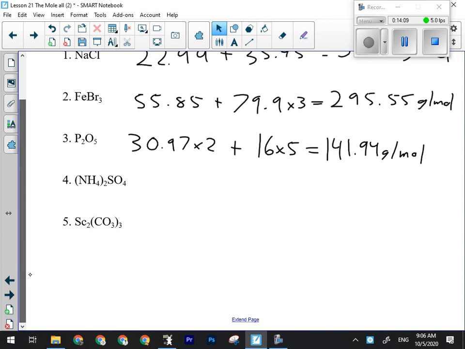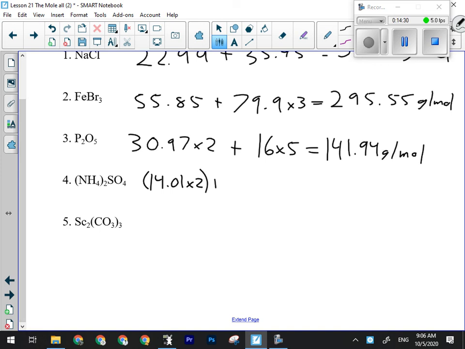Okay, number 4. So we have ammonium sulfate, okay, here. And that's got lots of stuff in it. So we'll start out with the nitrogens. How many nitrogens are there? 2, right? There's 2 ammonium ions here. That means there's 2 nitrogen atoms. So we got 14.01 times 2, okay? Plus, how many hydrogens? 8.